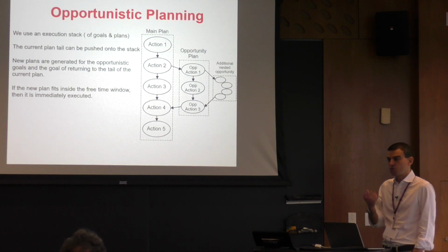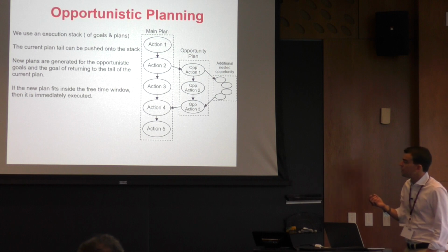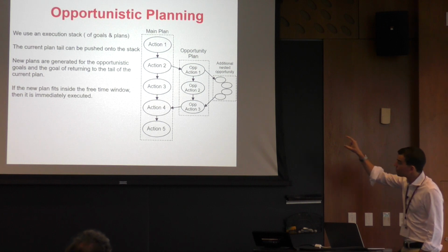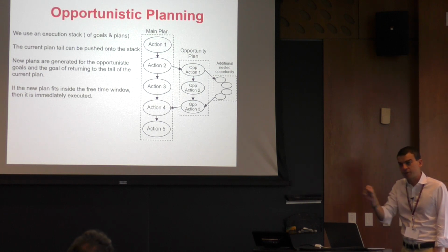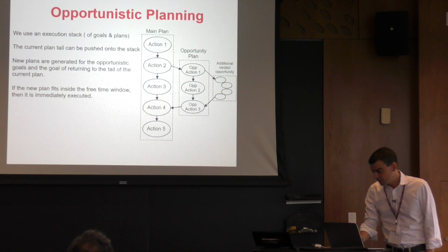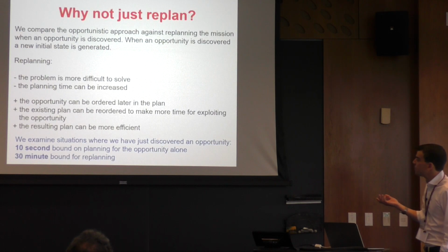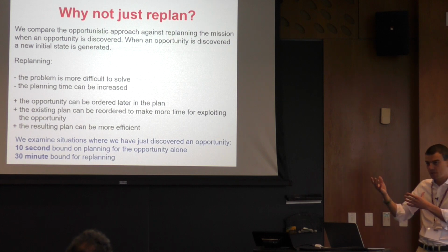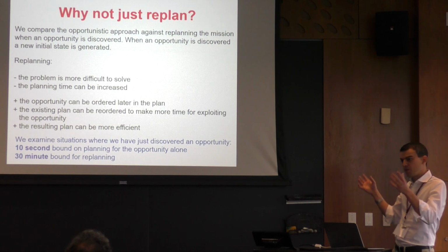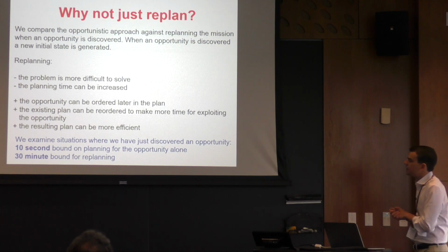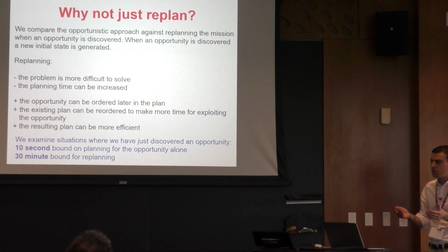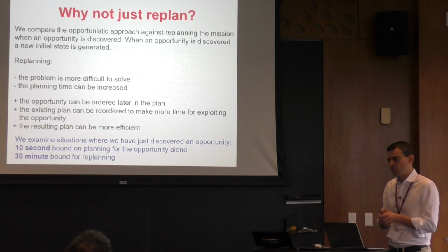Now, clearly one obvious question is why we just don't replan. So after action 2 we replan all the mission from scratch, instead of planning only for the opportunity plan and then planning to get back to the initial plan. The problem with replanning is that the problem becomes more difficult to solve, because now you have more goals, the original goals plus the opportunity, and you have less time. So planning is difficult. However, the benefit of replanning is that you can decide to use the time you have later on, rather than exploiting the opportunity right now.